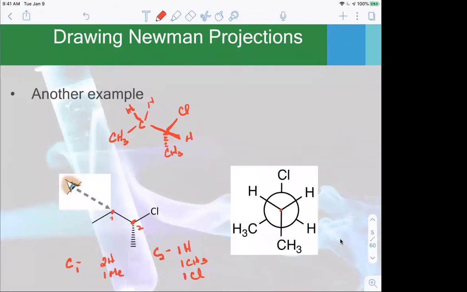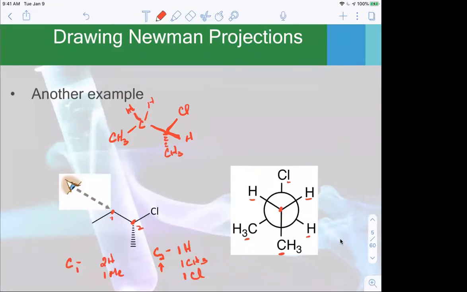So this is carbon 1. I have 2 hydrogens and a methyl. Behind that is carbon 2. I have a chlorine, a hydrogen, and a methyl. So that would be this guy. And I put them in this particular conformation where everything is sort of staggered from one another. I could draw it any way I see it. If I'm making a model, I'm just looking down the bond.